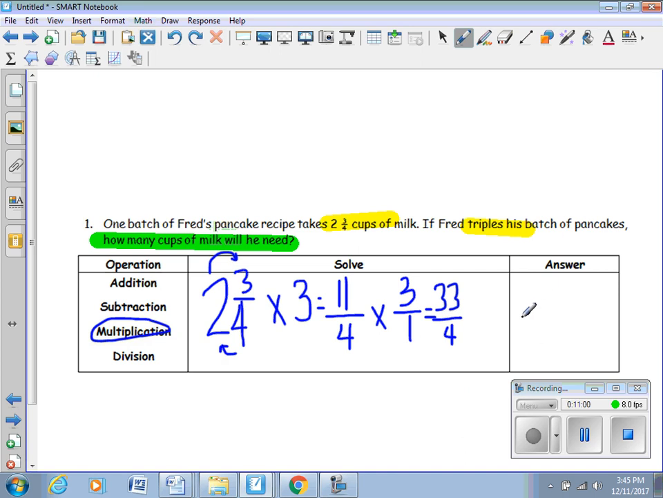And then before I put my answer in here, I have to make sure I've changed it into a mixed number. So how many times is 4 going to go into 33? Well, 4 times 8 is 32. And 33 minus 32 is 1. So my answer is going to be 8 and 1/4.